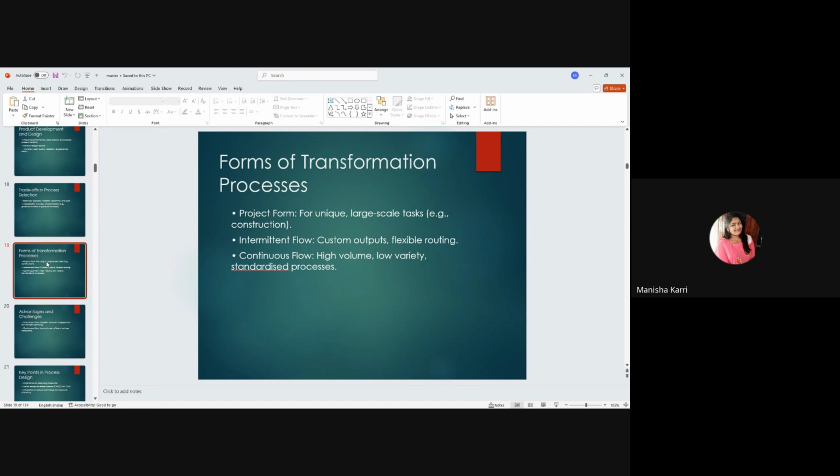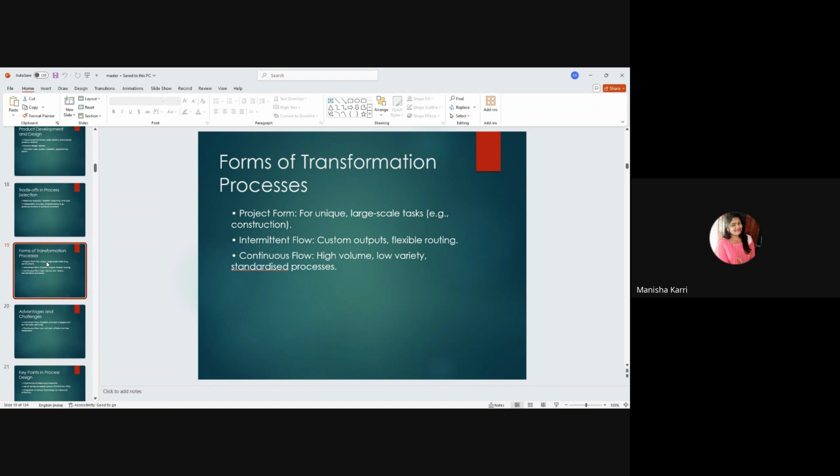And coming to intermittent flow. It is used to make custom products in small amounts. For example, a bakery making custom cakes or making clothes based on customer requests. It is very flexible because it can change how products are made to meet different types of needs.